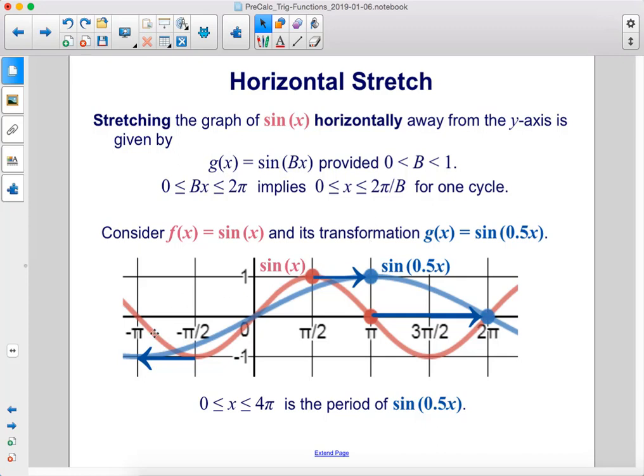Consider f of x equals sine x here in red, and its transformation g of x equals sine of 0.5x. So since the b value is between 0 and 1, we take each point and move them away from the y-axis. The new period of this function is x that is greater than or equal to 0 but less than or equal to 4 pi, since 2 pi over b, where b is 0.5, so 2 pi divided by half is 4 pi.